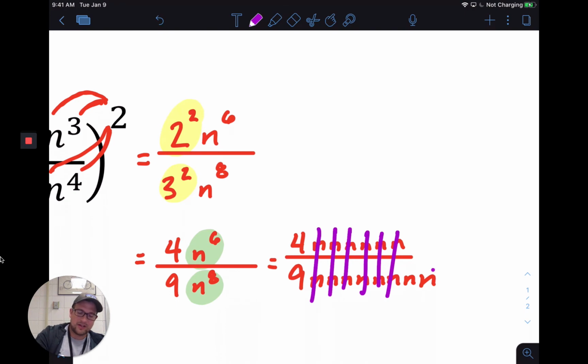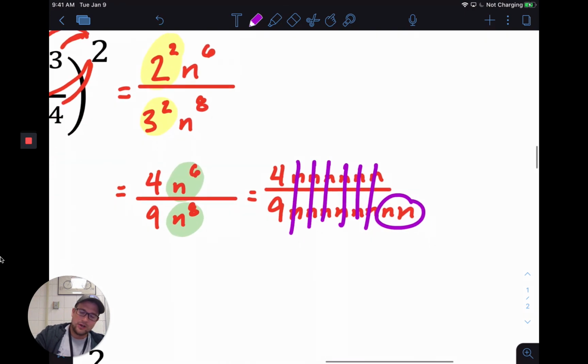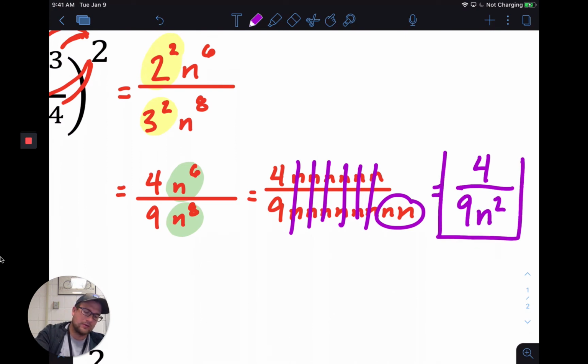And it looks like we're just left with 2 n's on the bottom. So our final answer is that 4 is still, of course, sitting up top. We're going to now have a 9 on the bottom. And then we had 2 n's, so we call it n squared.